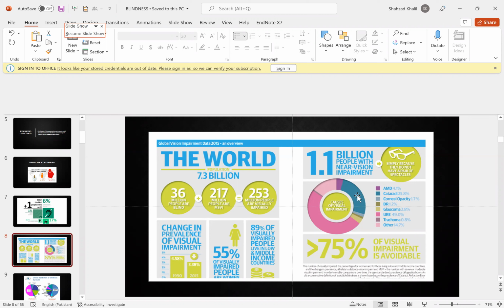These are the different causes of visual impairment. I will discuss them later. One good thing is that more than 75% of visual impairment is avoidable.